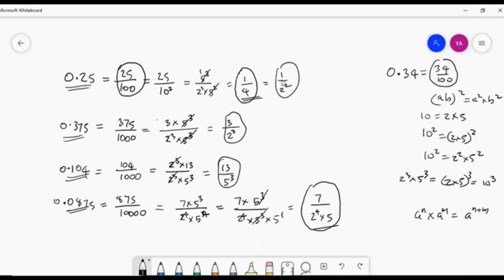Here you can see a specialty in the denominator. In the first one, only powers of 2. In the second, only powers of 2. In the third, powers of 5. In the fourth, a combination of powers of 2 and 5. If you do more and more examples, you can see that for terminating decimal numbers, when we convert to rational form, the denominator will only contain powers of 2 and powers of 5.